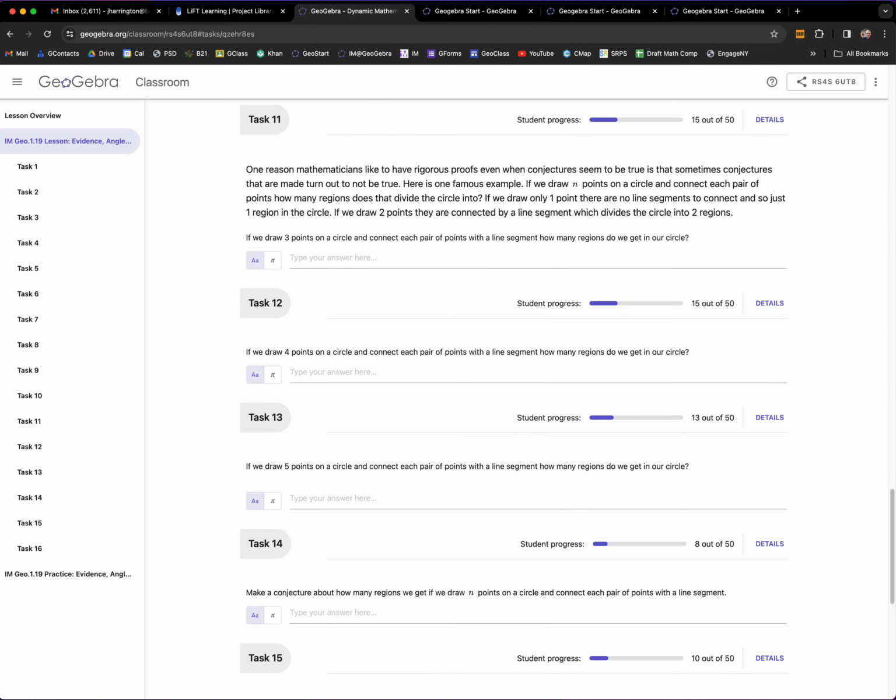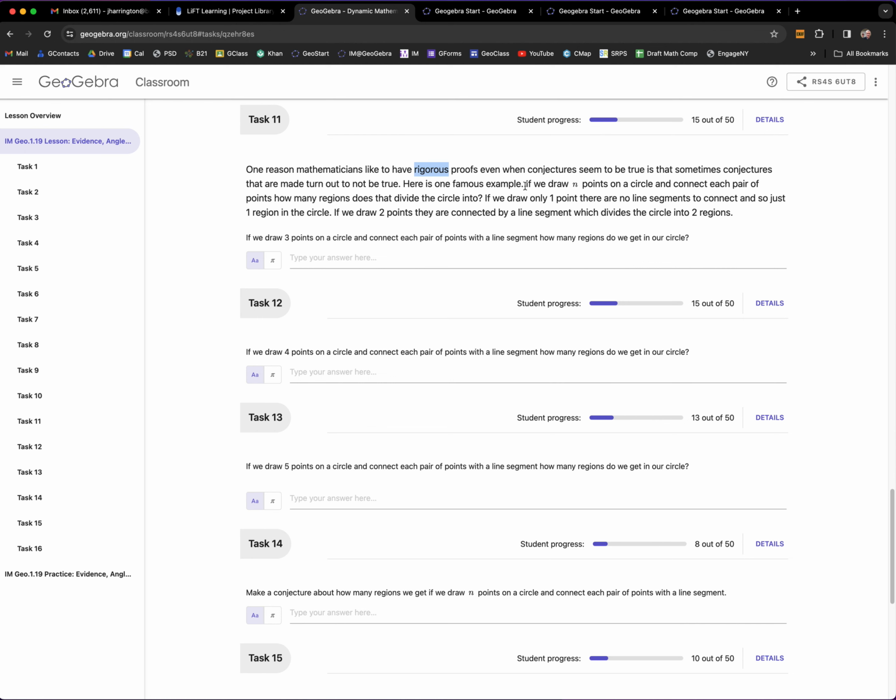Let's look at task 11. One reason mathematicians like to have rigorous proofs, rigorous means really in-depth and intense, right? So that they're infallible. There's nothing wrong with them. We dig in deep, right? Even when conjectures seem to be true, sometimes conjectures that are made turn out not to be true.